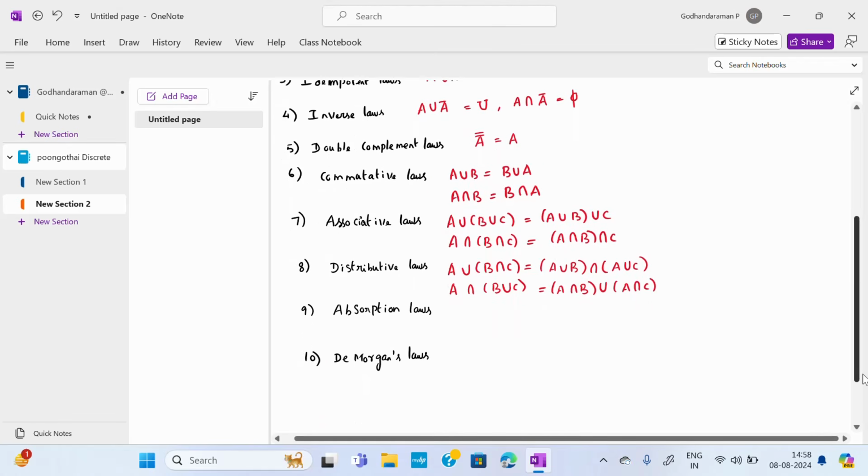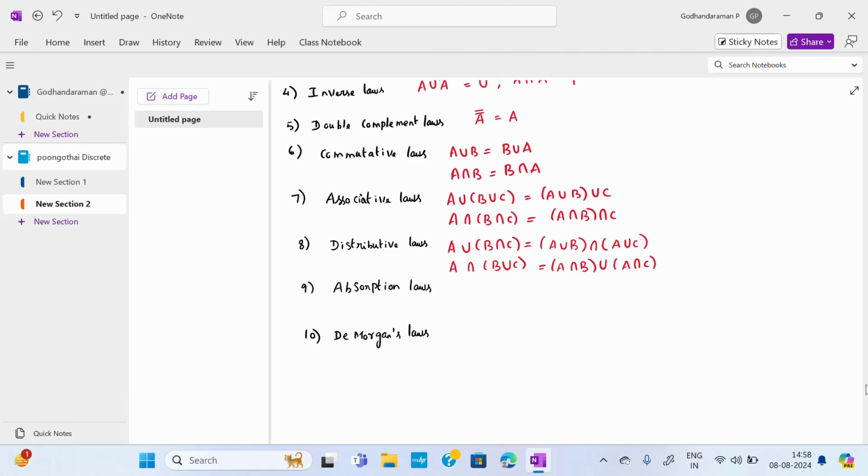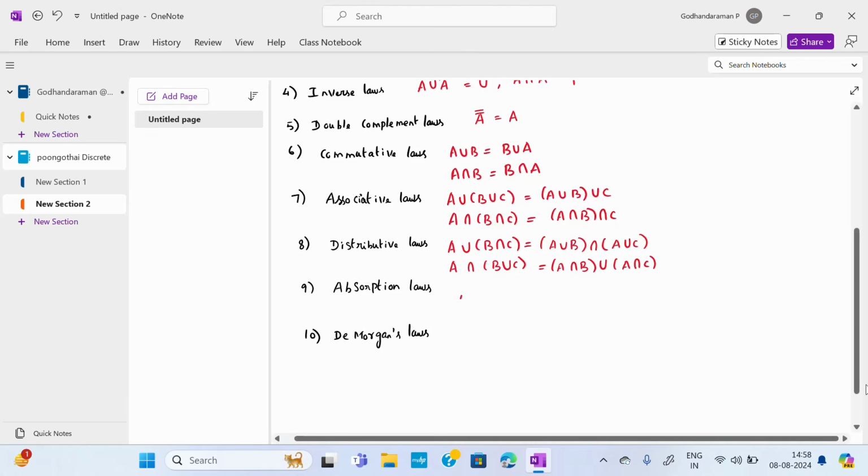The ninth law is the absorption law. It is A union A intersection B equals the same A. Same way, A intersection A union B is nothing but the same A. It is called the absorption law.